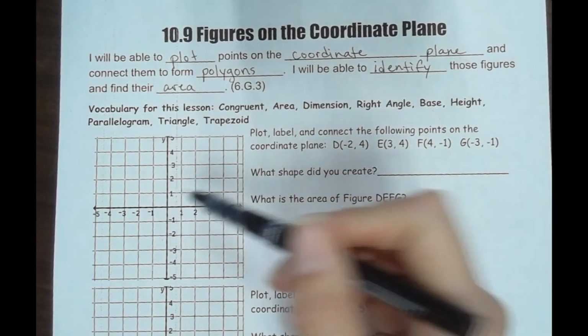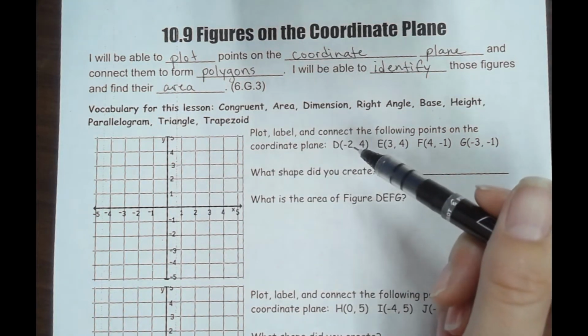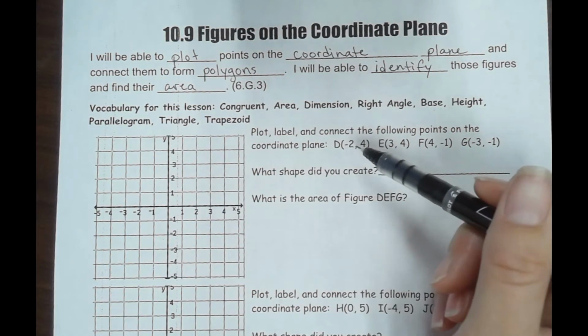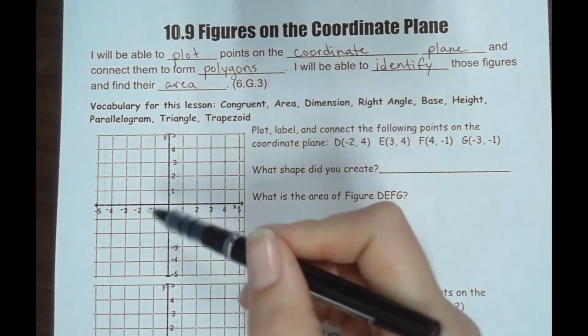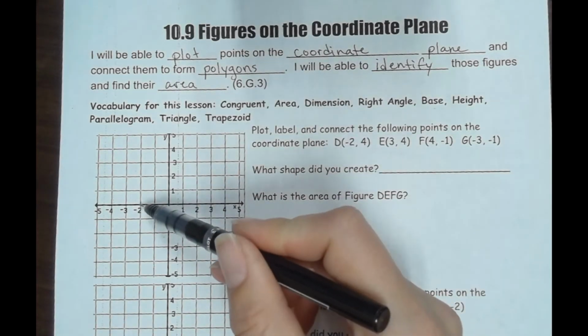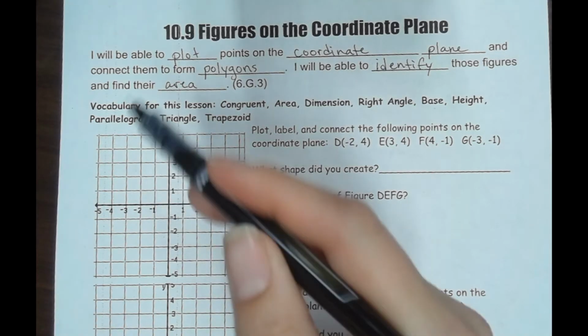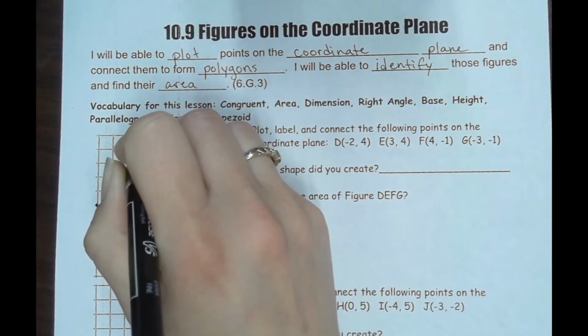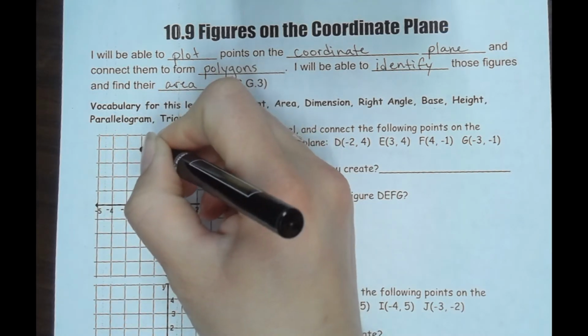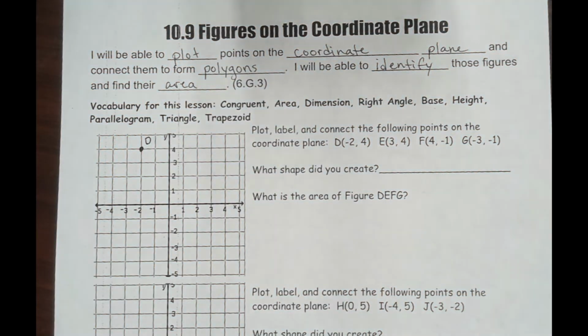So we're going to have a quick reminder on how to plot points. This is the X, this is the Y. So -2 means on the X-axis, I'm going to go 1, 2 units to the left. +4 means I'm going to go 1, 2, 3, 4 units up. Make a point and label that D. Okay, plot the rest of them.